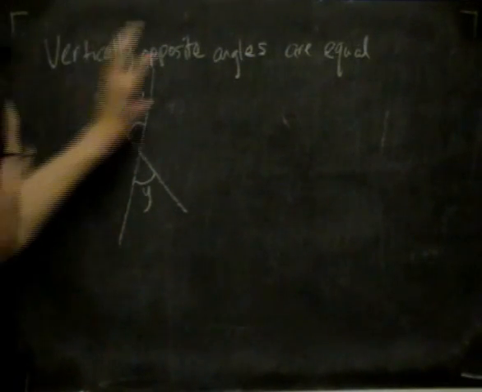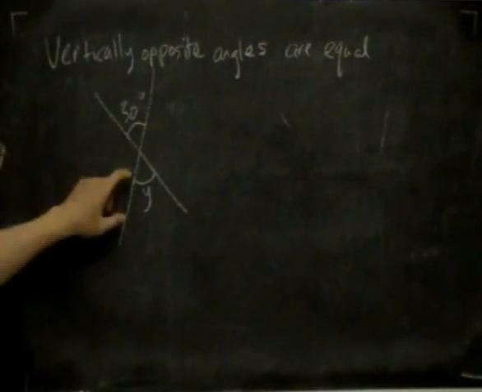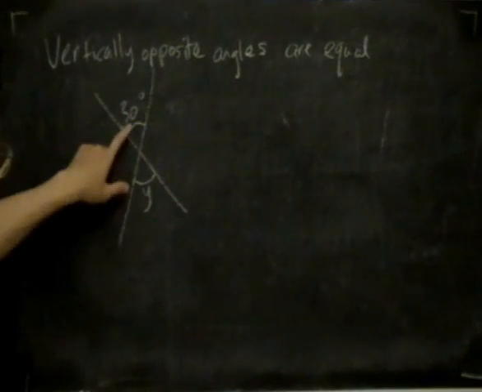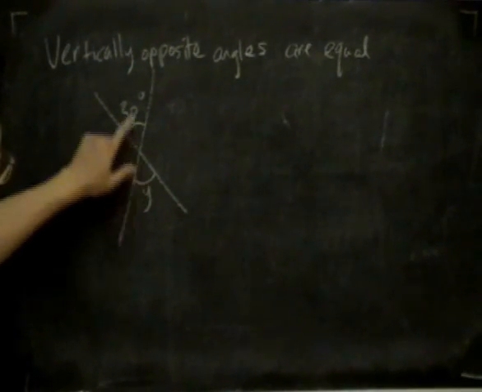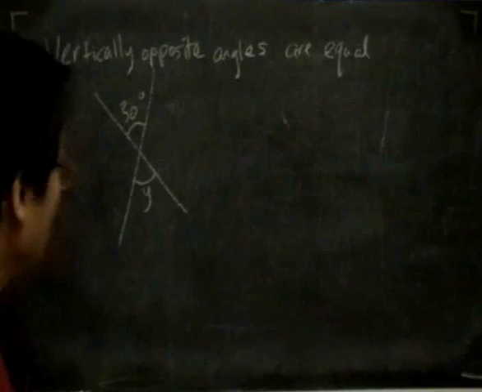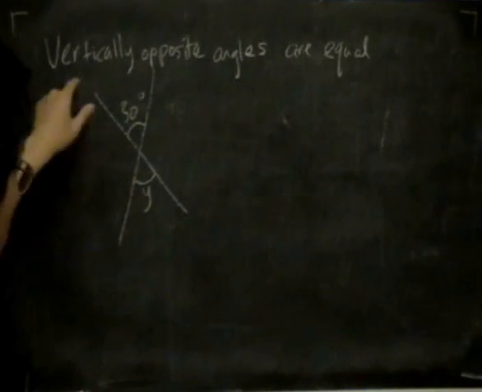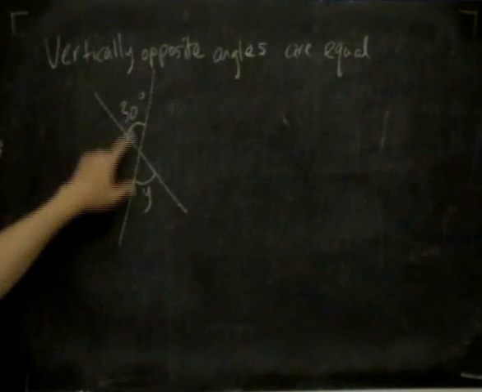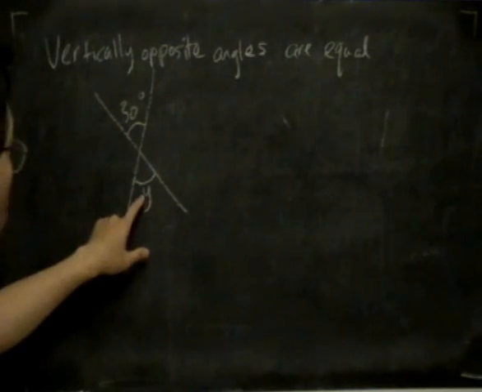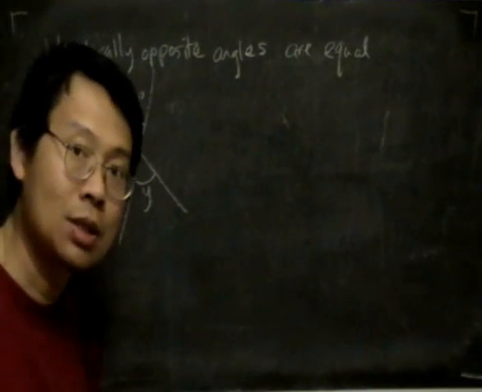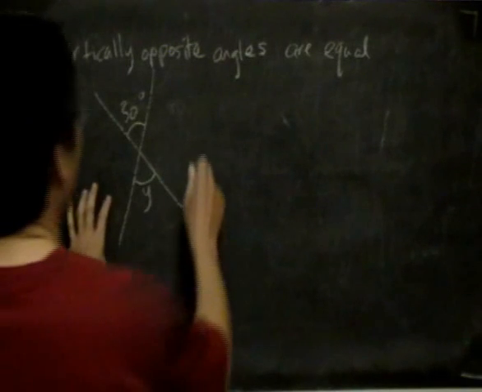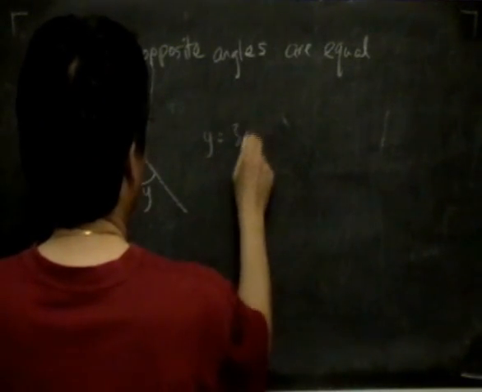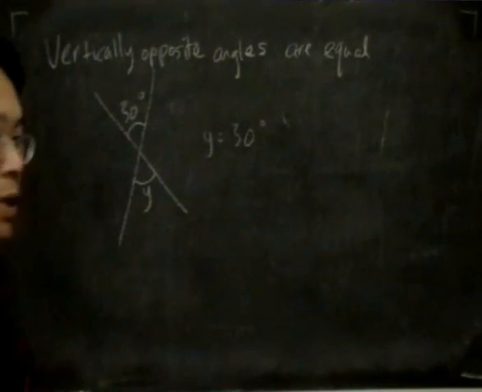So if you know this property, you know that vertically opposite angles are equal. That means the angles like that on opposite sides of two intersecting lines, you know that these two angles must be equal. Therefore, y must be 30 degrees. So you have the answer.